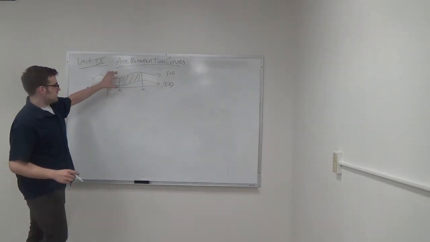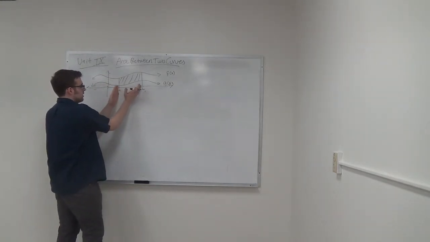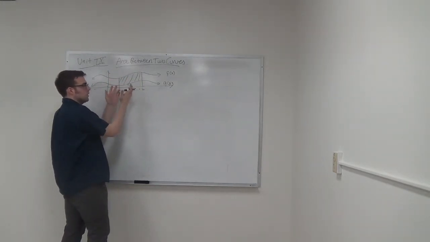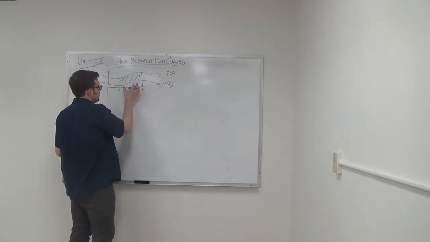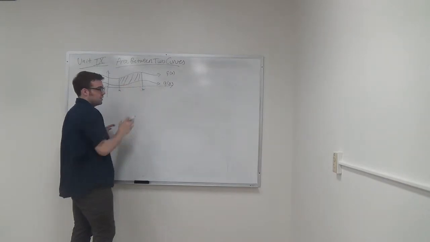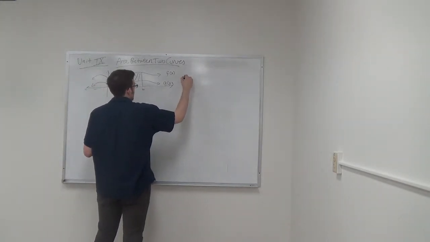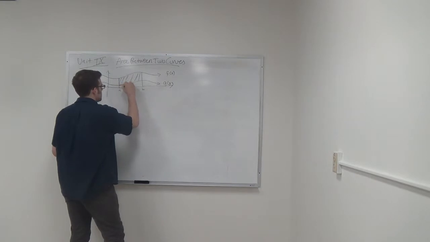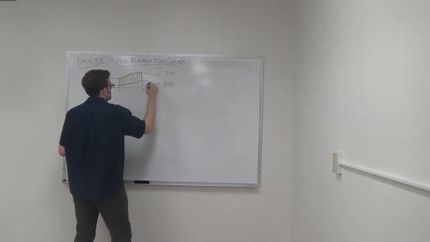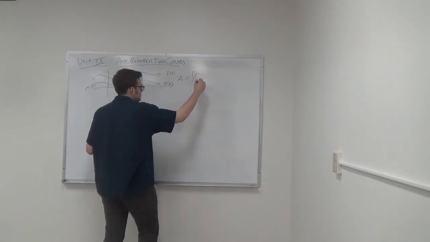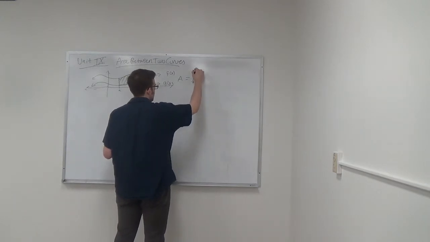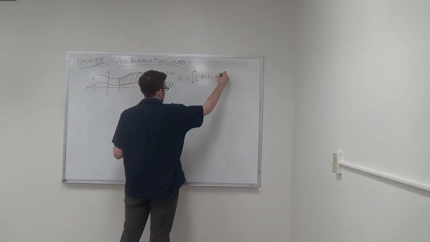can be evaluated as the area that's beneath the entire f of x, where g of x is contained within f of x, minus g of x. So the area between this curve is equal to the integral from a to b of f of x minus g of x.